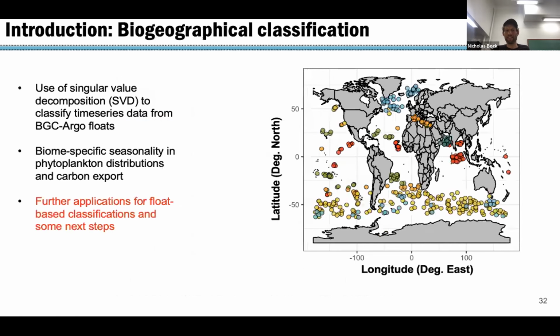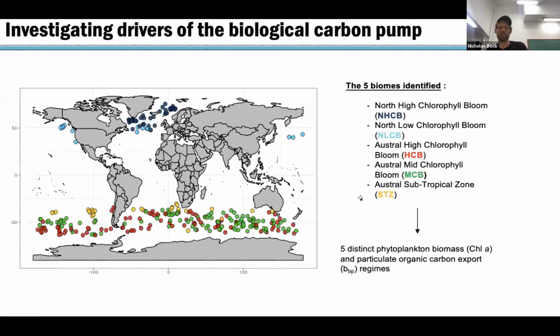Okay, so that's a perfect segue to the last part of the presentation, where I want to take a minute to talk about further applications for this method and next steps for building on these results. In particular, I wanted to highlight the recent work of Elsa Simone, who is a PhD student at Villefranche Oceanography Laboratory, and who used this SVD classification approach to evaluate the functioning of the biological carbon pump in 5 biomes, high latitudes, 2 in the northern hemisphere and 3 in the southern hemisphere, as shown here.